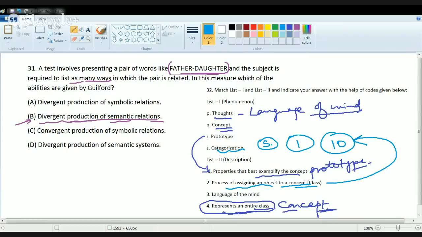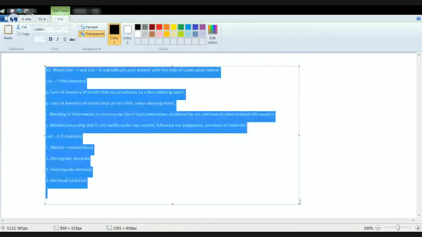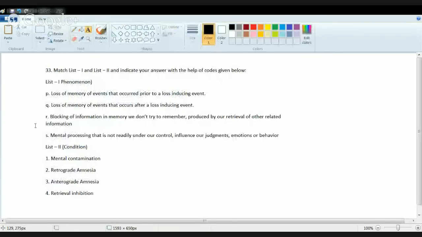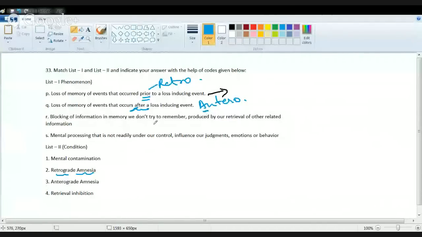The next question is again a match the following question. So you have a list of features here that you have to match, and it's based on the chapter of memory. So loss of memory of events prior to an event. That means whatever has happened before the event, that memory I have lost, and that is known as retrograde amnesia. Amnesia is loss of memory, and prior, that means retro, and after means entero. So I have a good way to help you remember this. A for A. Anything which is after the event you are not remembering anything. So A and A. After the event is anterograde amnesia.